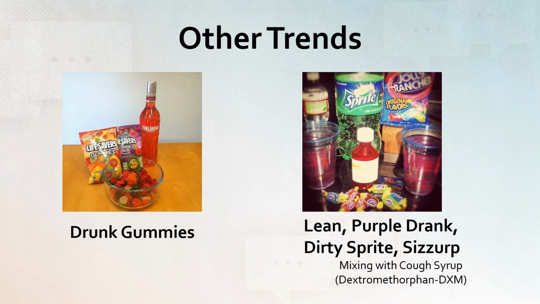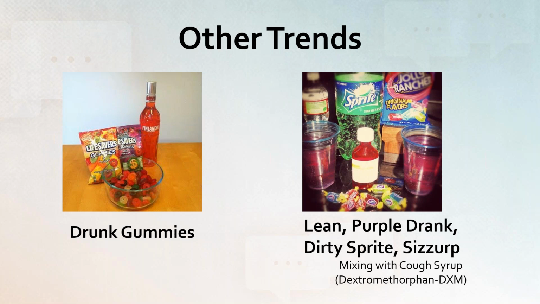The cough syrup has to have DXM in it, which is dextromethorphan, to make the drink. And that is basically, it's codeine. So you mix that up, you drink it. Some of the side effects would be dizziness, blurred vision, nausea, memory problems.